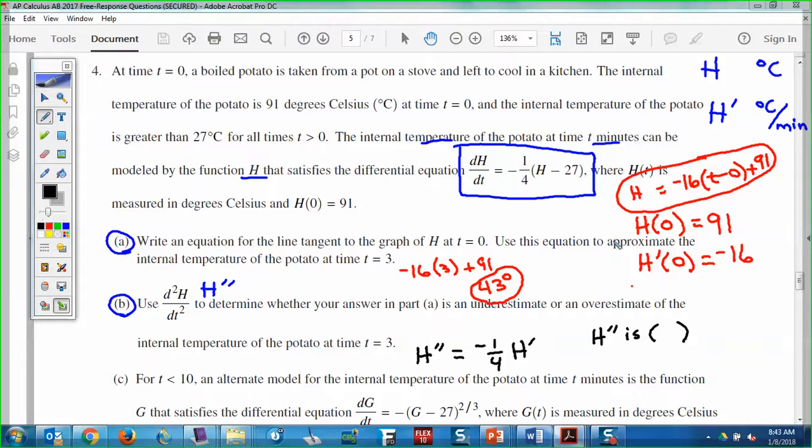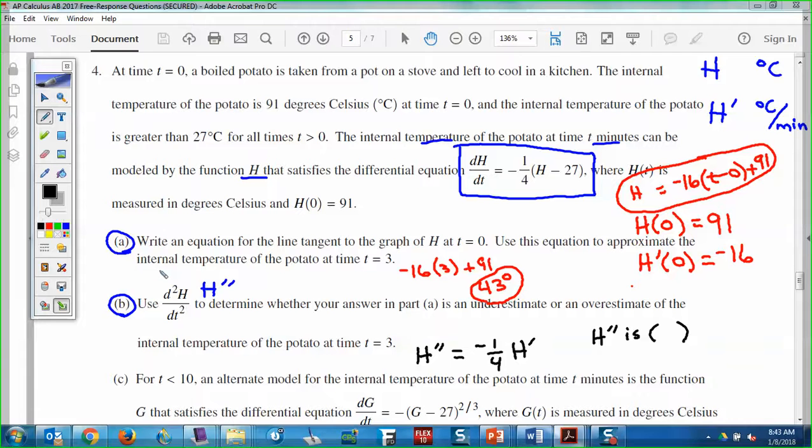Now, I think if you used y and x here, they'd probably let you do that, but h and t are really our variables. So if you use y and x, probably okay, but we should use h and t. So we just put our slope and our point right there. So that's the tangent line. So you probably got a couple points for doing that.